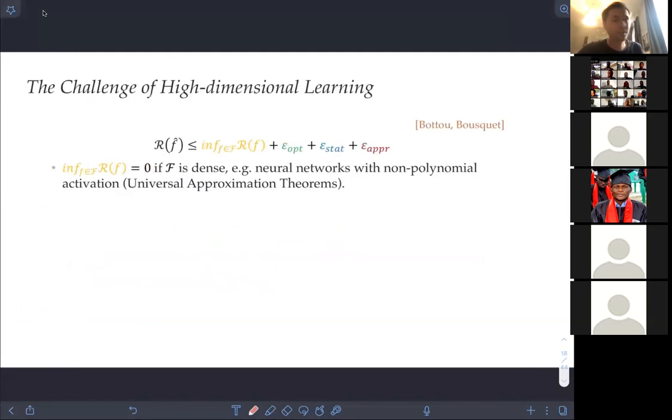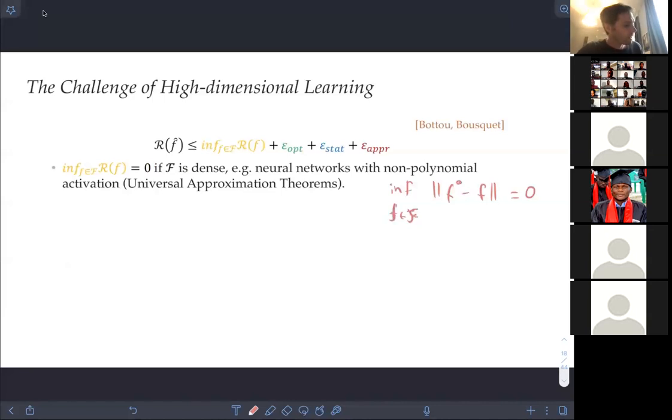I think that I was actually just giving you the summary here in that slide. And just let me also mention that there's one term that here we put in yellow that is not very important. If you consider hypothesis spaces that are very, very large, for example neural networks, then basically, if the hypothesis space is dense, it means that the infimum over F of the distance between F star minus F is zero, right? So this is equivalent to saying that this hypothesis space is dense.